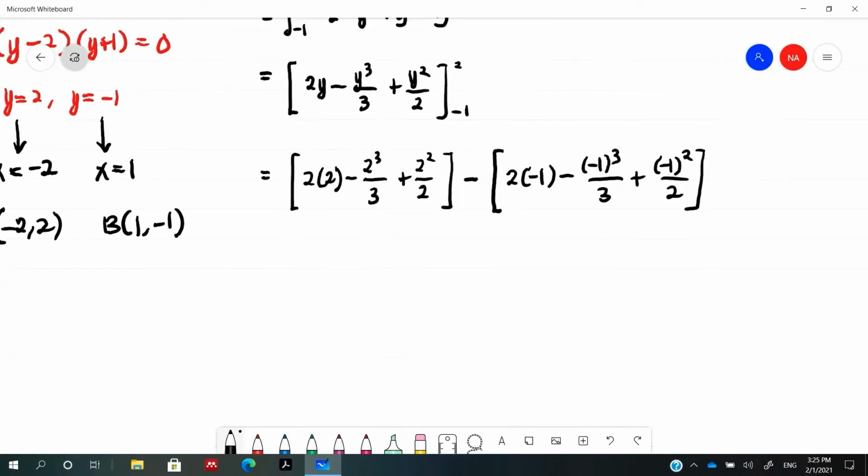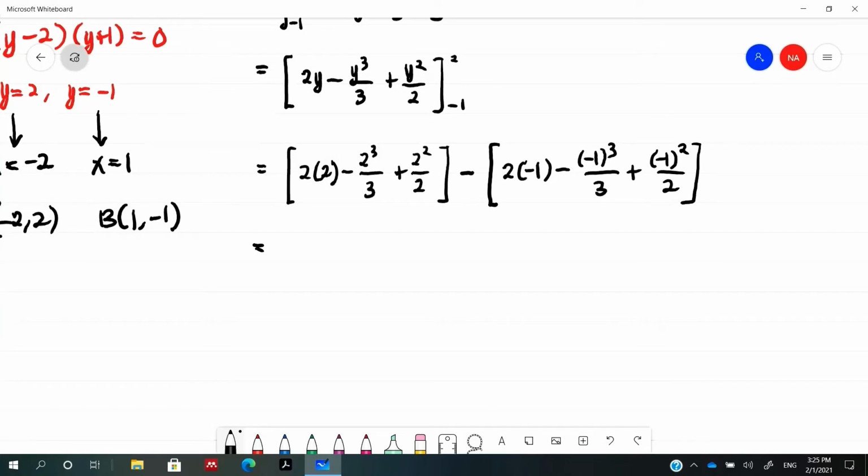So now we try to simplify this. Let's say we have 8 minus 4 minus 8 over 3 plus 4 divided by 2, we get 2. This one minus negative 2, that one will be plus 1 over 3, that one will be plus 1 over 2. Right, so now we press our calculator. So we have 4 minus 8 over 3 plus 2, and then we subtract the one with negative 2 plus 1 over 3 plus 1 over 2.